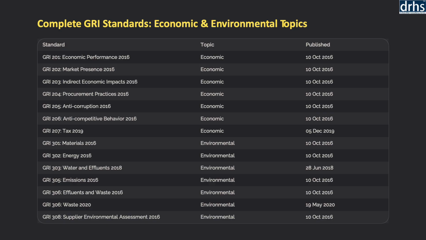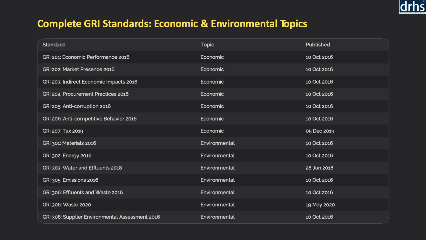Concurrently, the environmental standards, covering materials, energy, water and effluents, emissions, waste, and supplier environmental assessment, provide a comprehensive lens through which organizations can evaluate and manage their ecological footprint. These disclosures emphasize resource efficiency, pollution mitigation, and life cycle accountability, aligning operational practices with global environmental imperatives.